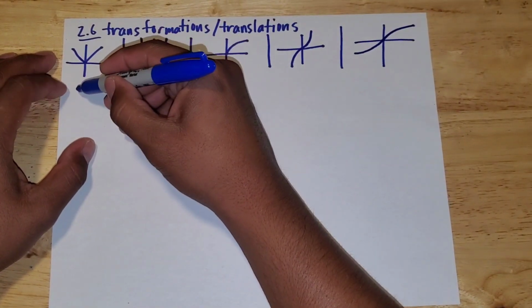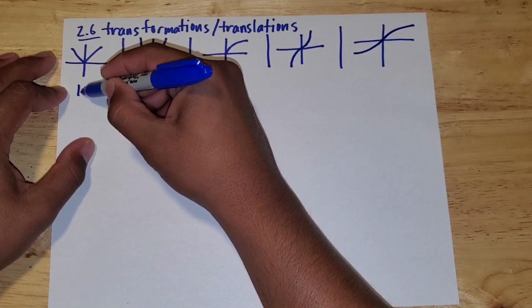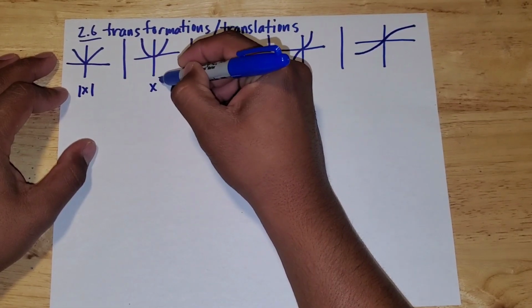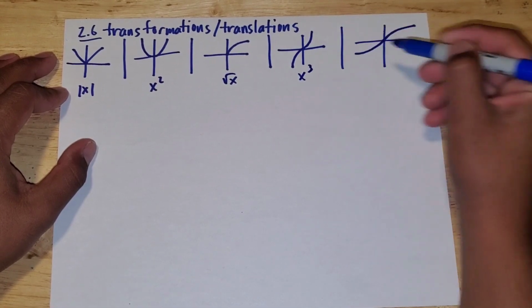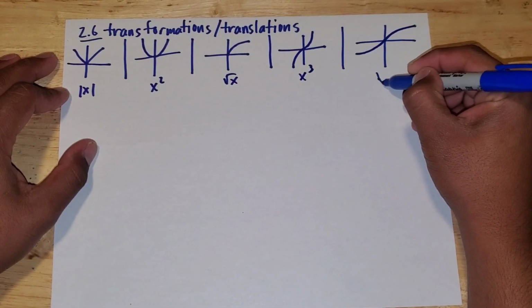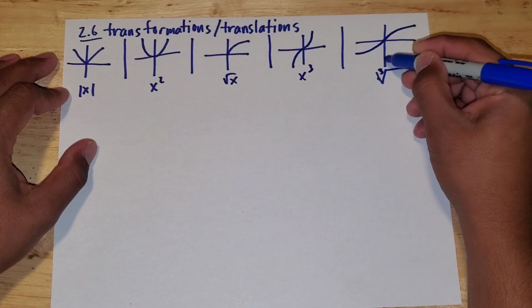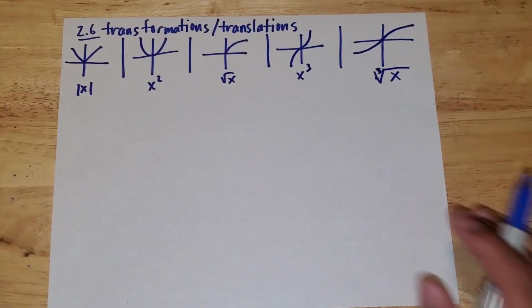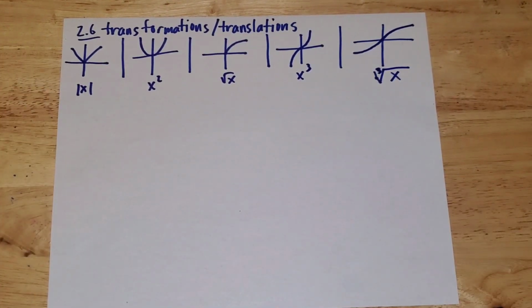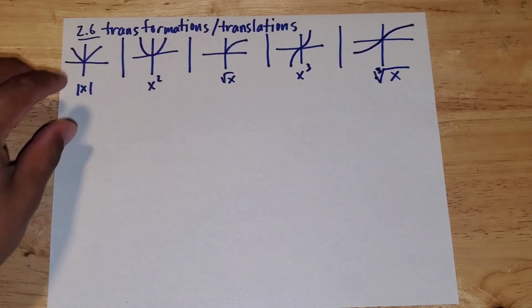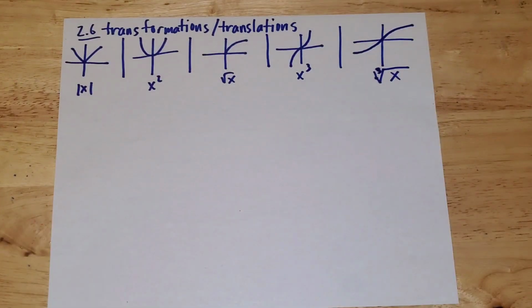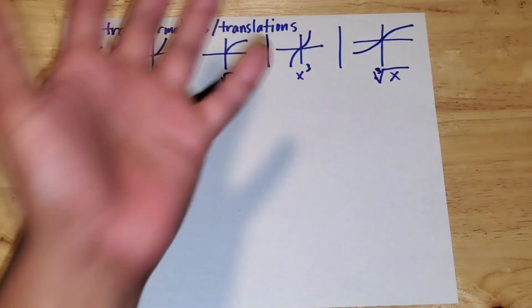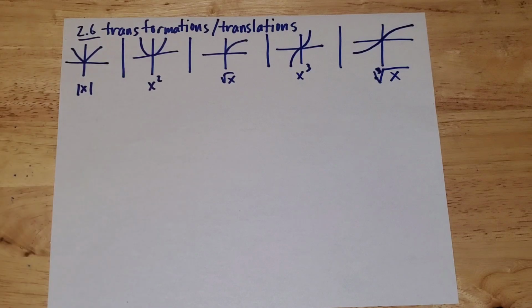So this is an absolute value. This is x squared. This is square root of x. This is x cubed. And this is a cube root. So that means there's going to be a 3 in that wedge. Cube root of x. So what we're going to be doing with these graphs is just shifting them around, stretching them, pulling them, reflecting them. We're going to be doing all those transformations or translations on these graphs.